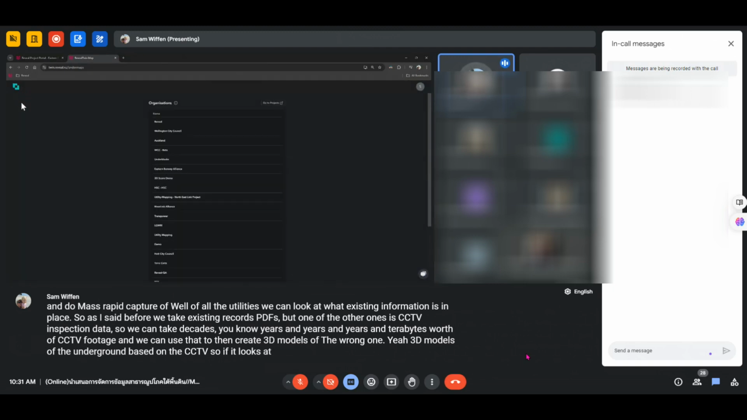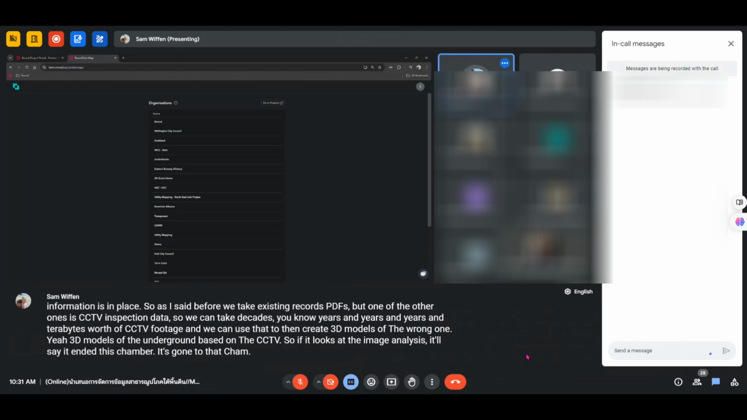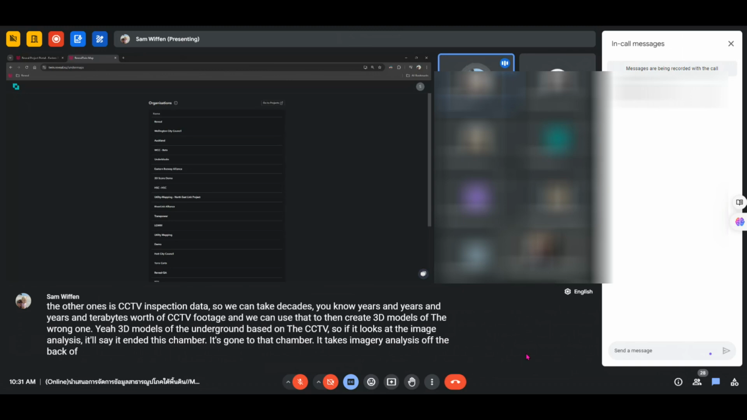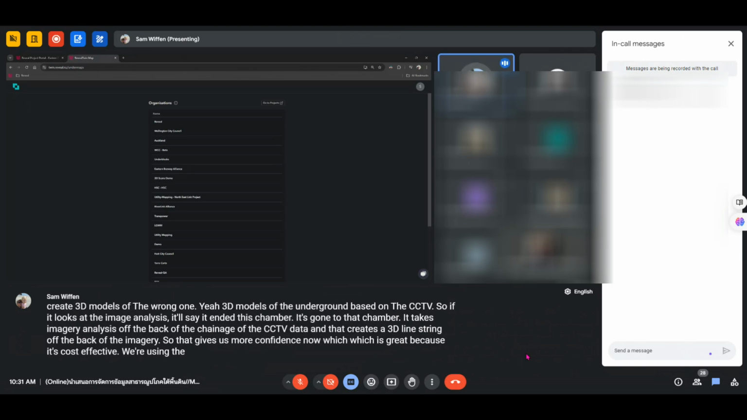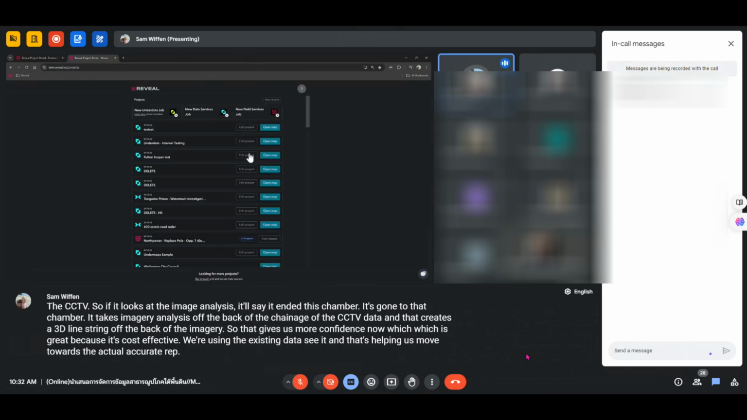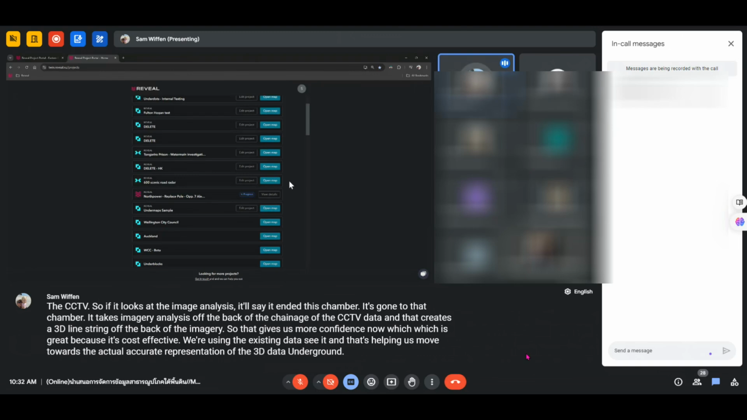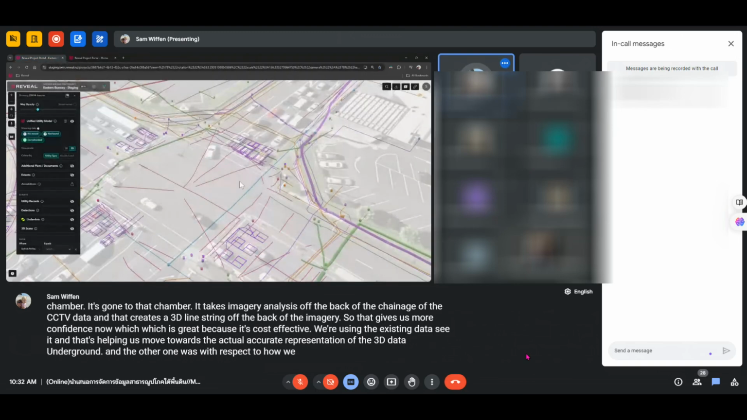If it looks at the image analysis, it'll say it entered this chamber, it's gone to that chamber. It takes imagery analysis off the back of the chainage of the CCTV data, and it creates a 3D line string off the back of the imagery. So that gives us more confidence now, which is great because it's cost effective. We're using the existing data set, and that's helping us move towards the actual accurate representation of the 3D data underground. The other one was with respect to how we look at a lot of this modeling.